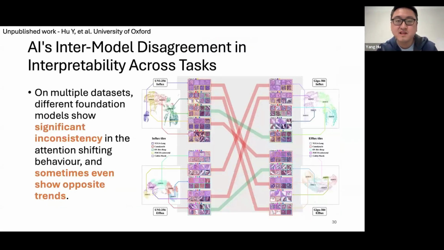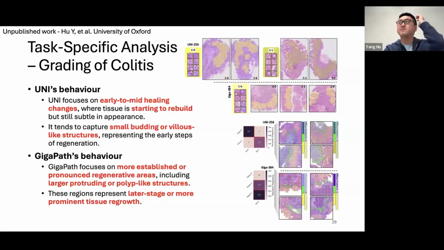So actually, this paper has been released on MedArchive. I can show you later. I will send the link to Adam, maybe after this talk.